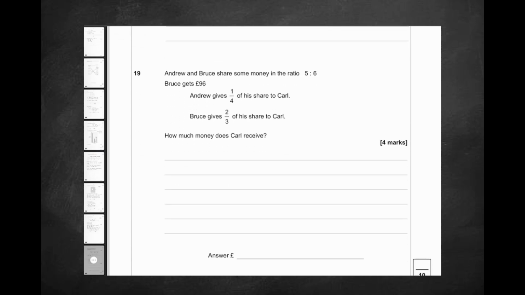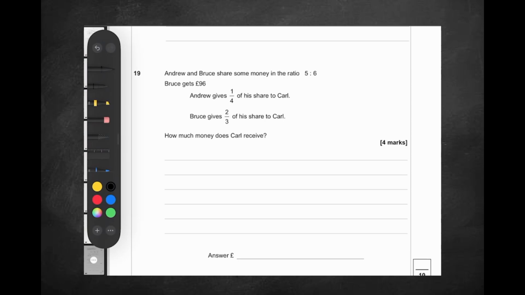Question 19. Andrew and Bruce share some money in the ratio 5 to 6. Bruce gets £96. Andrew gives 1/4 of his share to Carl. Bruce gives 2/3 of his share to Carl. How much money does Carl receive? Right.